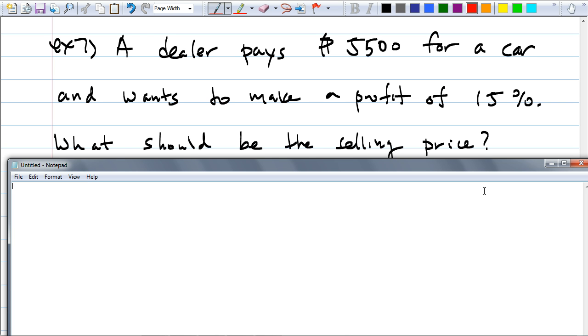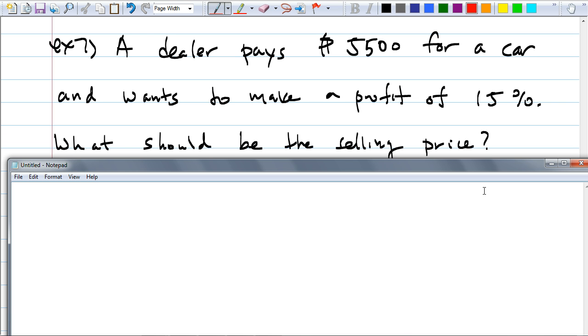Now the question is, what should be the selling price? Does this make sense? To figure this out, we're going to need to be able to come up with an equation. Okay, so a dealer pays $5,500 for a car. That's pretty cheap. I don't think they even, like maybe motorcycles nowadays. But okay, let's say they did. And they want to make a profit of 15%.